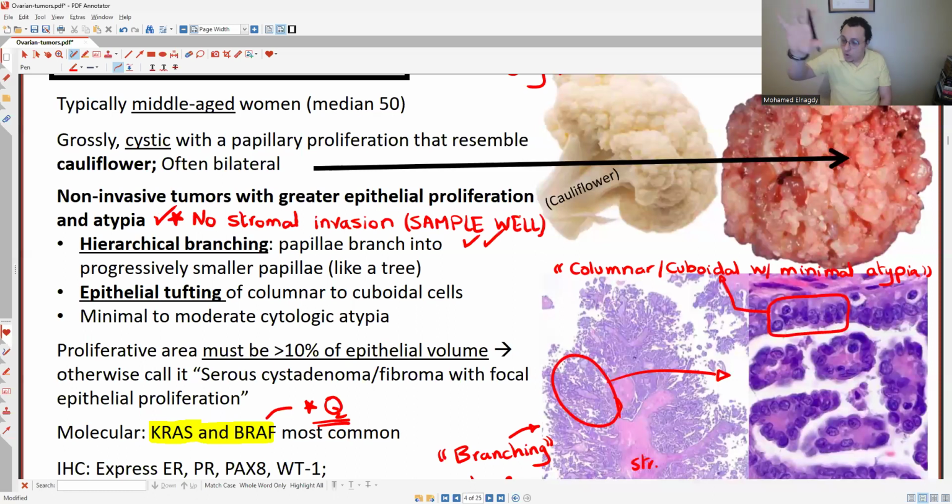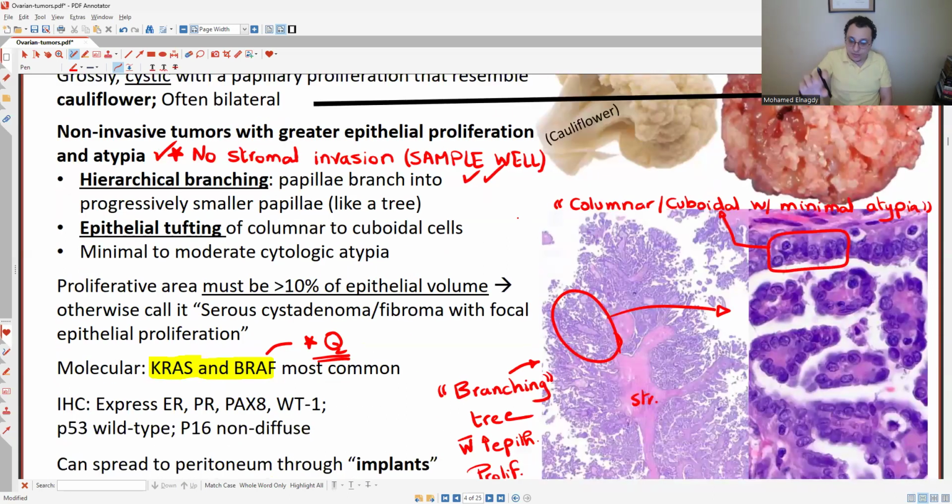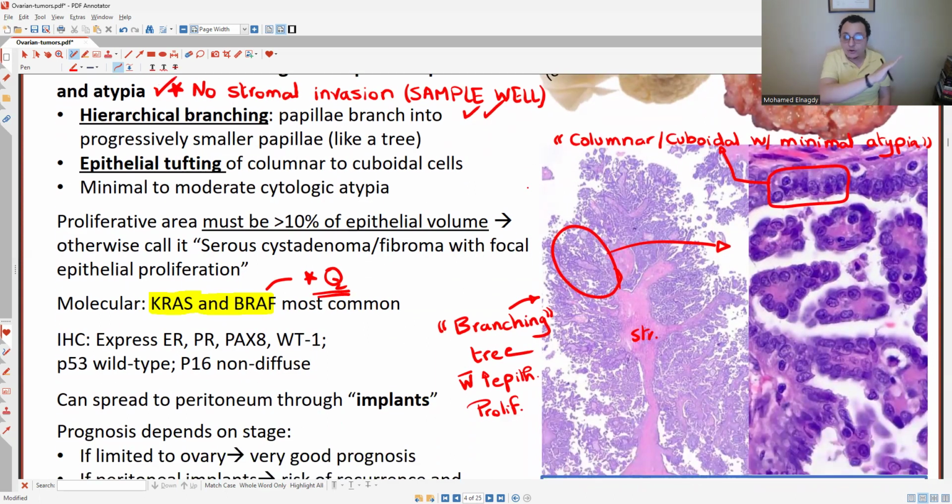So in case in all the areas you only see proliferation towards the lumen, finger-like, tree-like, columnar, cuboidal, not ugly looking, kind of in between benign and malignant, and there is no stromal invasion, you're good to go to call this a borderline serous tumor. Still serous, remember, there is no mucin here. Remember these two. They are commonly asked in the Q banks.